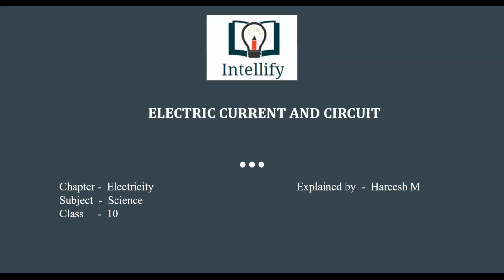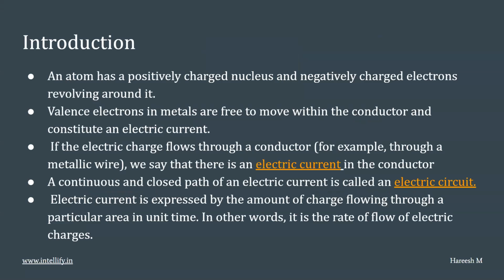Let us start. We all are aware that an atom has a positive charged nucleus in the center and negative charged electrons revolving around it. The electron present in the outermost shell is known as valence electron. Now, in a metal conductor, these valence electrons are free to move, and that is what constitutes an electric current.